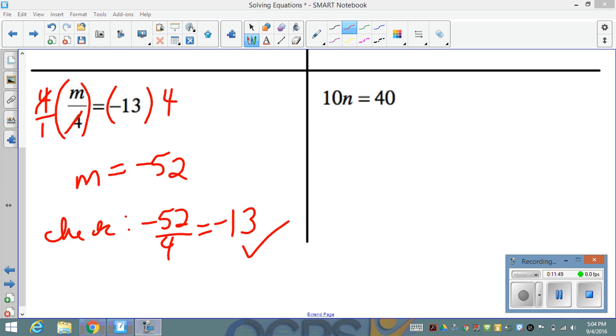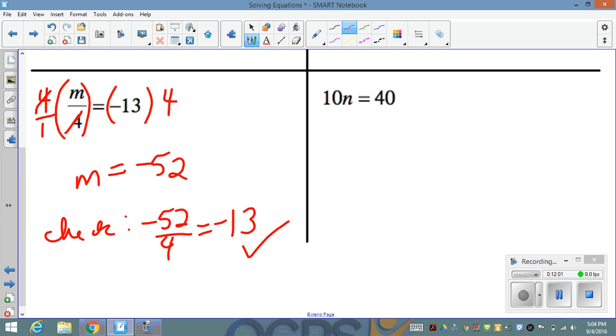I have 10n equals 40. Again, I didn't say an operation there, but anytime a number is right next to a variable like that, we know it's multiplication. So the inverse of multiplication is division. So I'm going to divide both sides by the 10. Remember, you're trying to get the variable by itself. So when you're deciding what you're going to divide by or add or subtract, it's always what's with your variable. Okay? So 10 divided by 10 is 1. So I get 1n, or just n. 40 over 10 is 4.